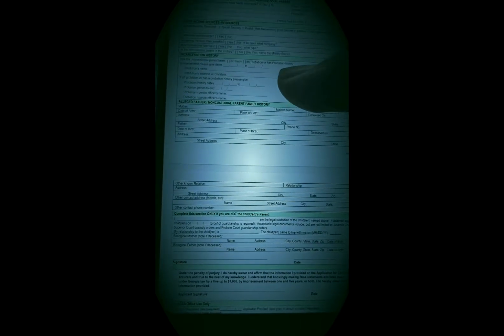Incarceration history. They're telling all your business. They put all your business on here. There you go. Mother's maiden name, birthday, place of birth, address. What's your daddy's name? Their address. Whether they're deceased or not. You got to commit identity theft to fill this out.